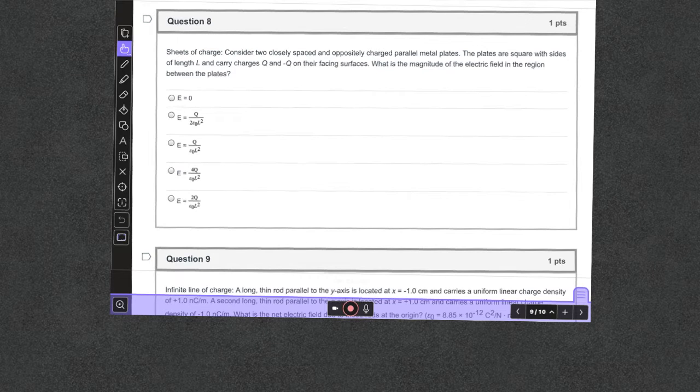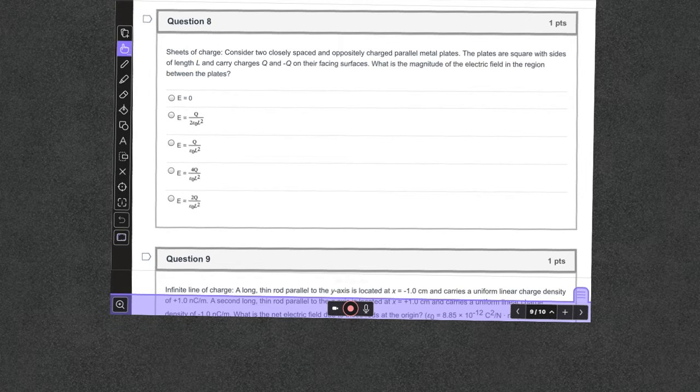Let's go now to solve question 8. Question 8 says you have two sheets of charge, two big planes that are closely spaced and of opposite charge. Every plane has some quantity of superficial charge density.